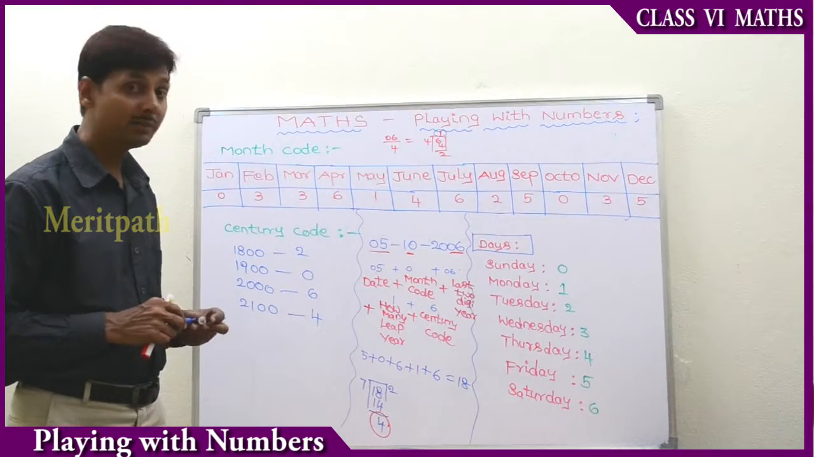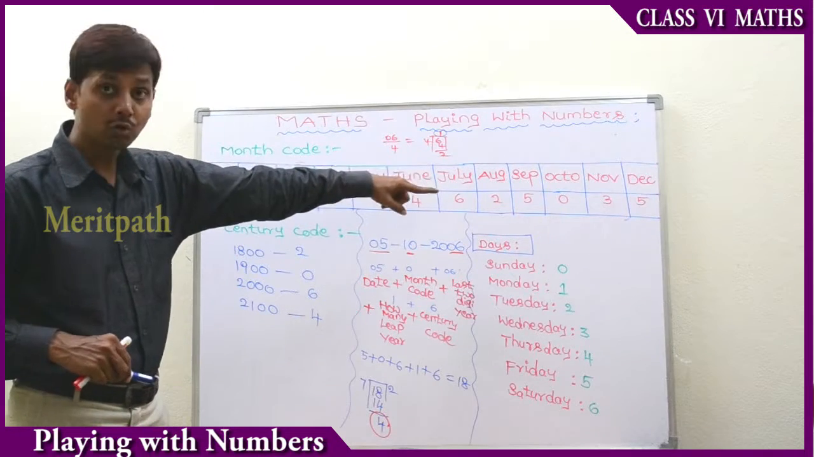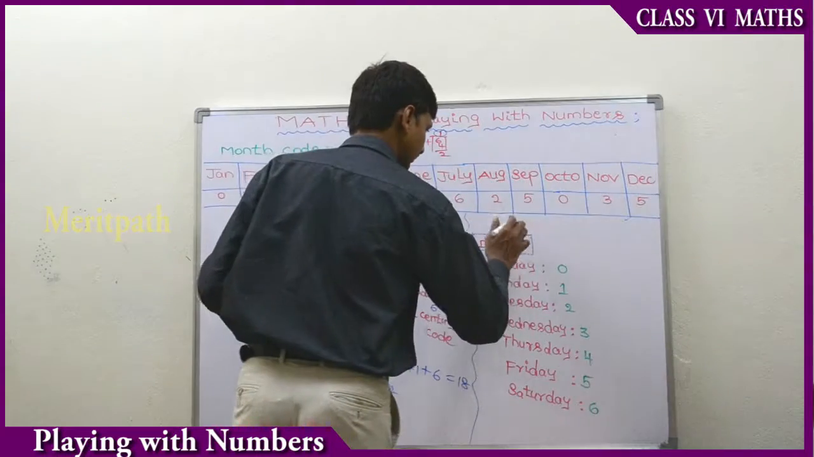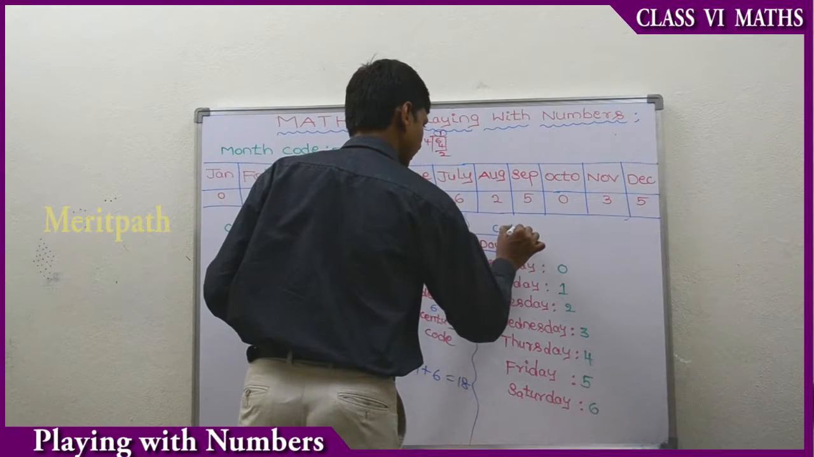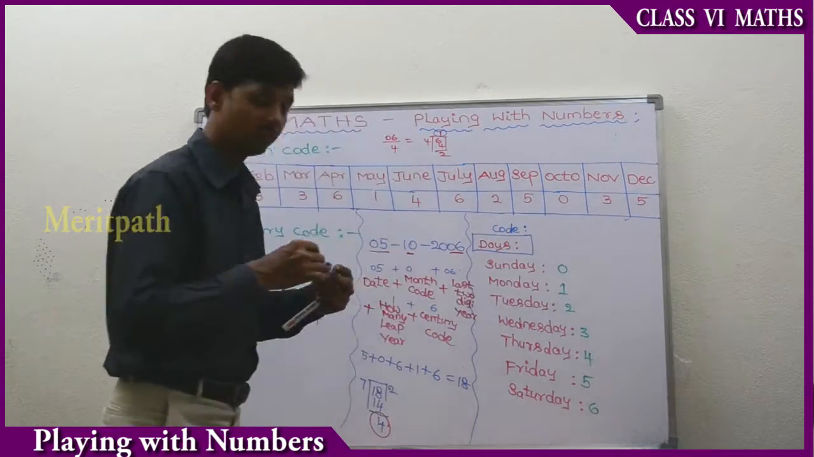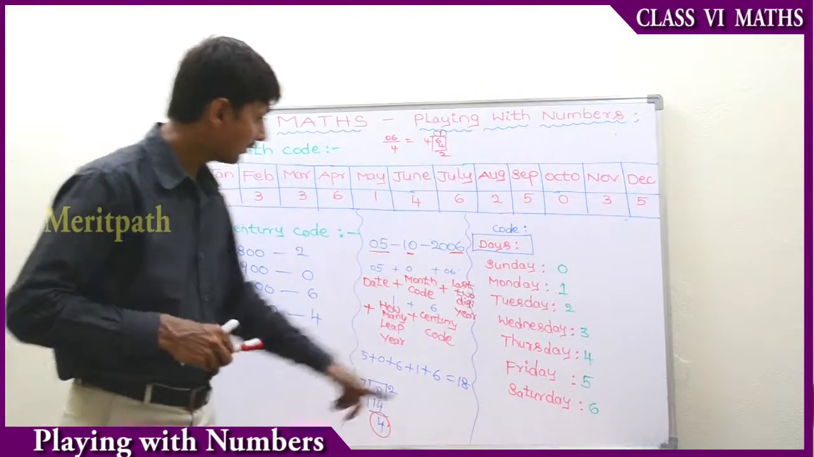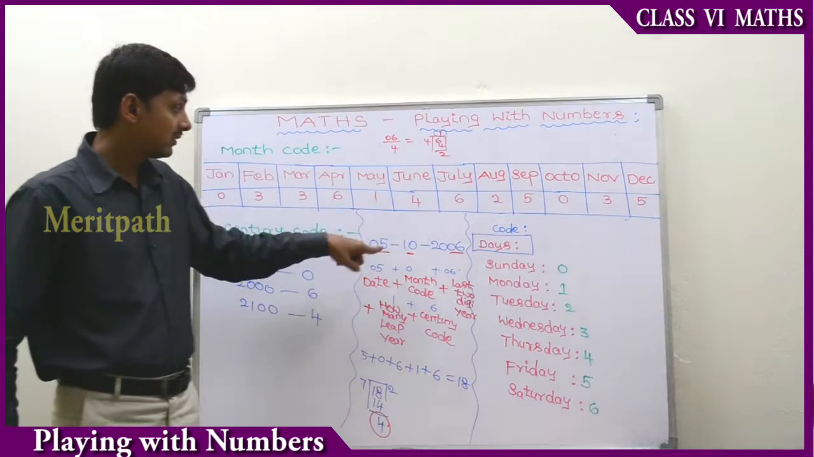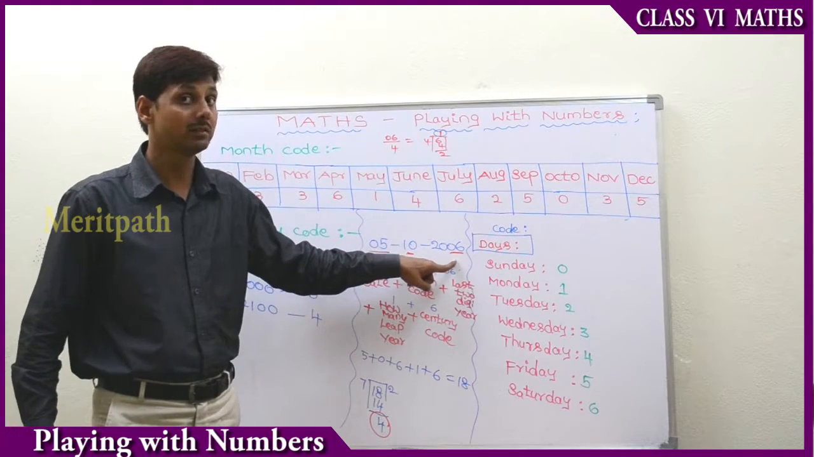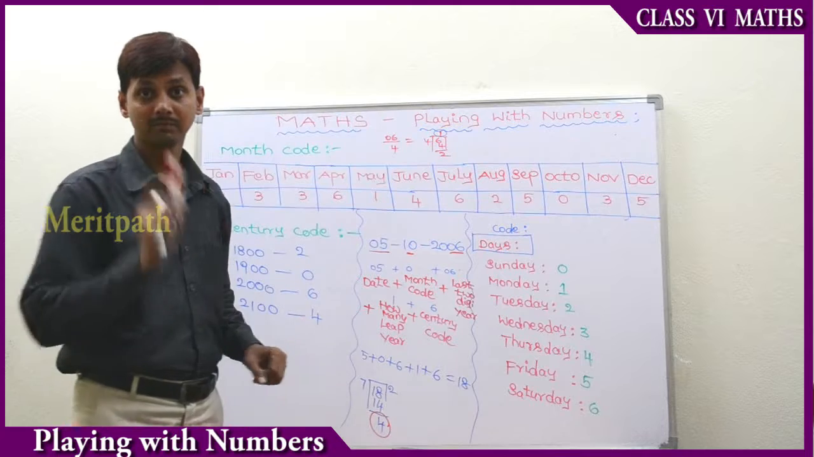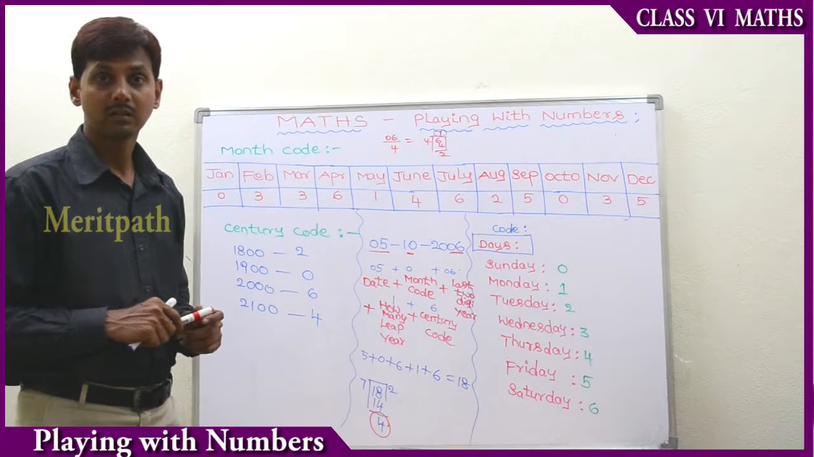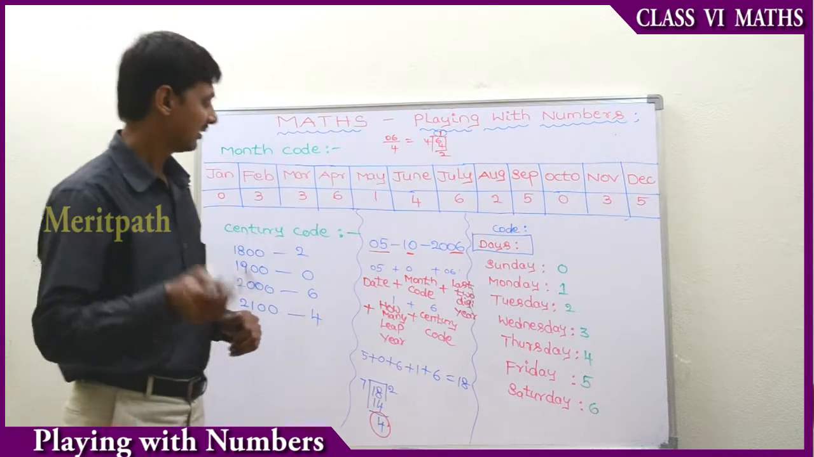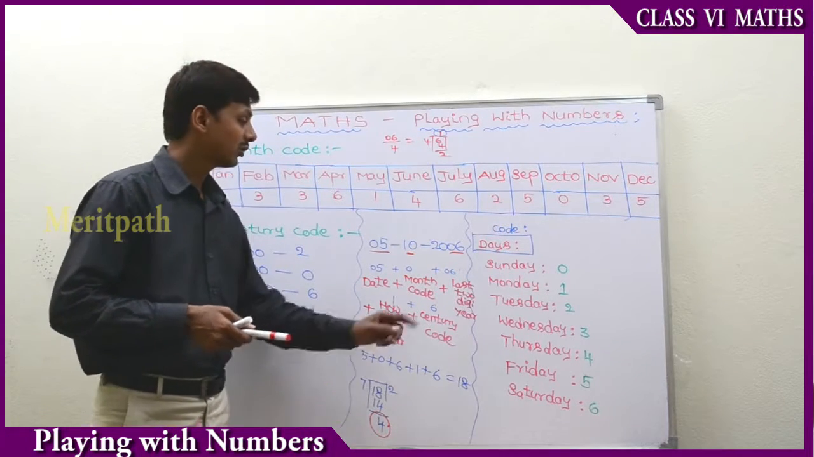So if 4 is the remainder, let's look at the days code. The days code of 4 means it is Thursday. So 5th October 2006 is Thursday. Is it correct? Can you please tell me, is it the correct answer? Yeah, thank you. So it is Thursday.